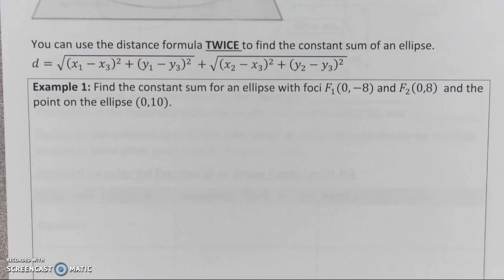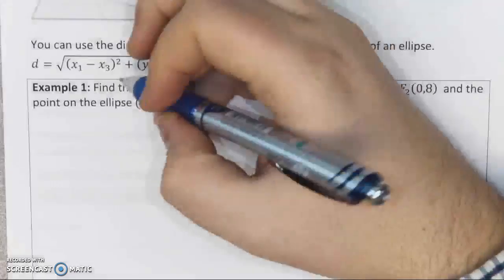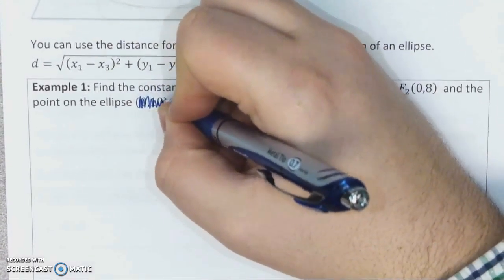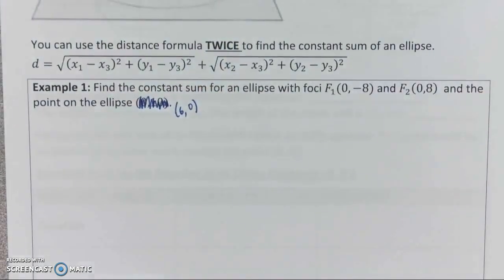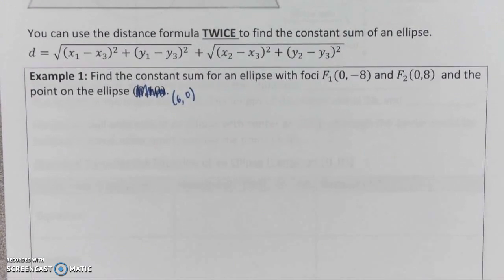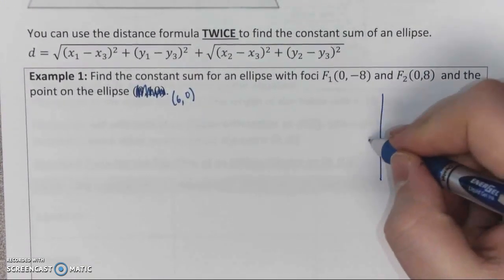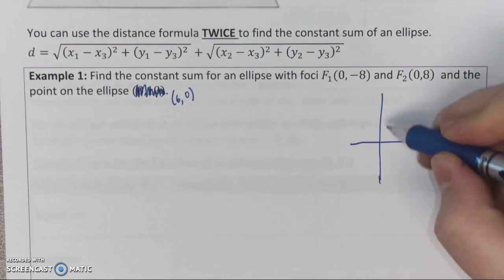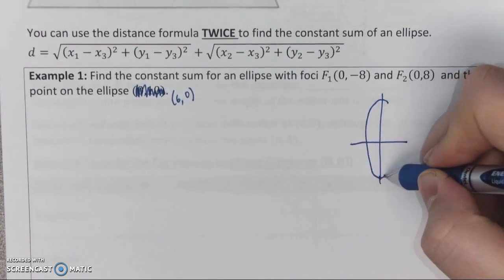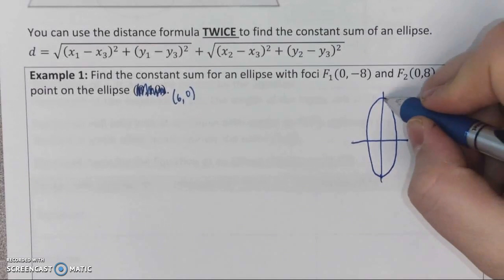They want the constant sum for an ellipse with foci F1 at 0, -8, F2 at 0, 8, and the point on the ellipse 0, 10. We're going to need to change this point to the point 6, 0, if you would change that on your notes. So here's a bit of a sketch of what this would look like.